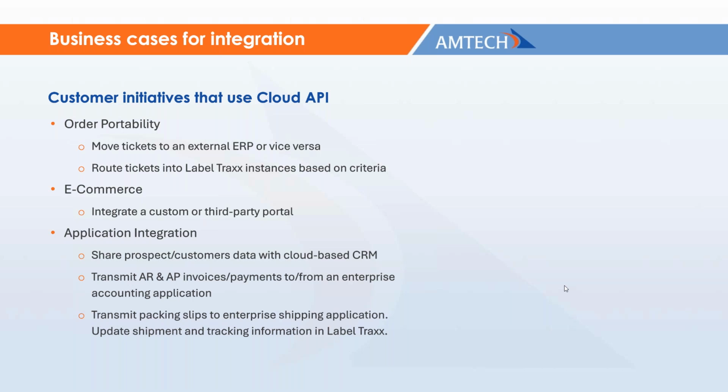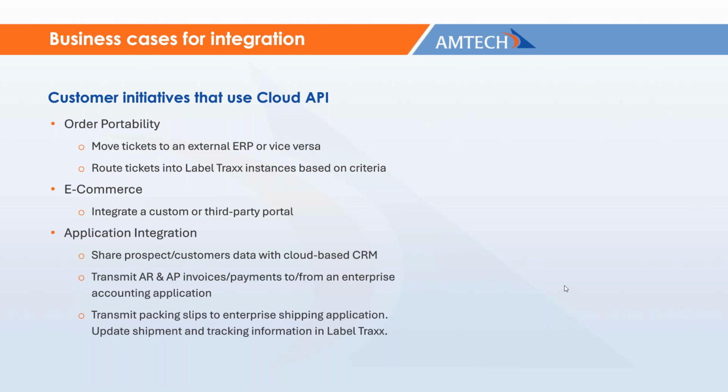The second bullet relates to our clients that have actually multiple Label Traxx instances. They have a need sometimes to be able to allocate or route tickets to different production facilities based on different criteria on the tickets. So that is another reason why orders might be moved around.